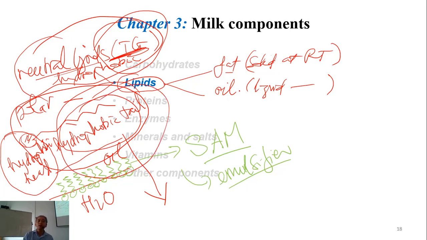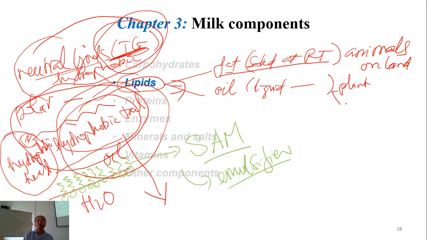Okay. If we go to the right side, what do we see? Fat is solid at room temperature. Normally, it comes from the lipid of animals on land, animals that live on land at higher temperature. Oil normally comes from plant material. Also fish, seafood, especially the seafood that lives in cold conditions. For example, the fish that live in the sea at low temperature, then normally the lipids are more liquid, this means more unsaturated, and this one is more saturated.